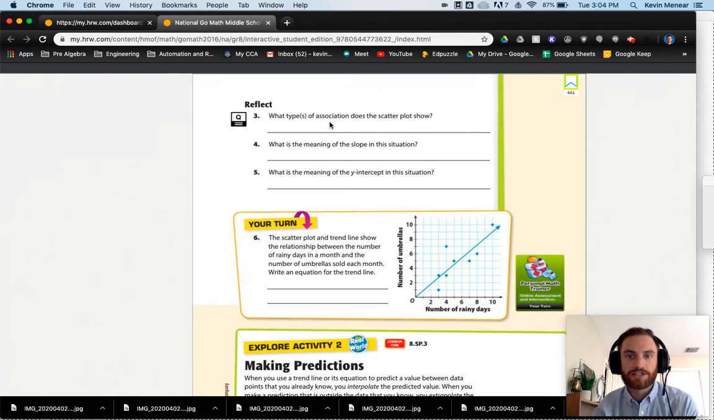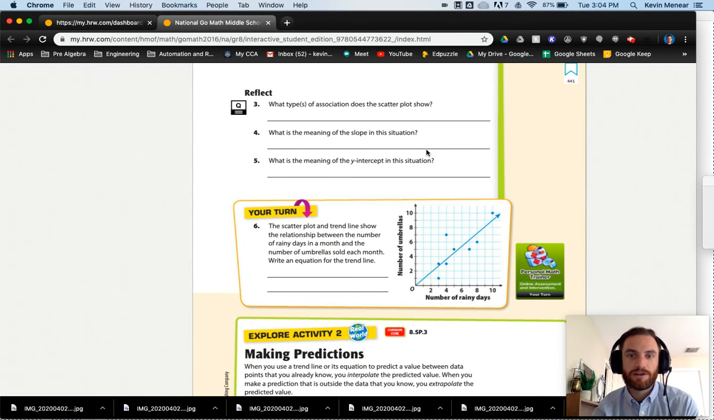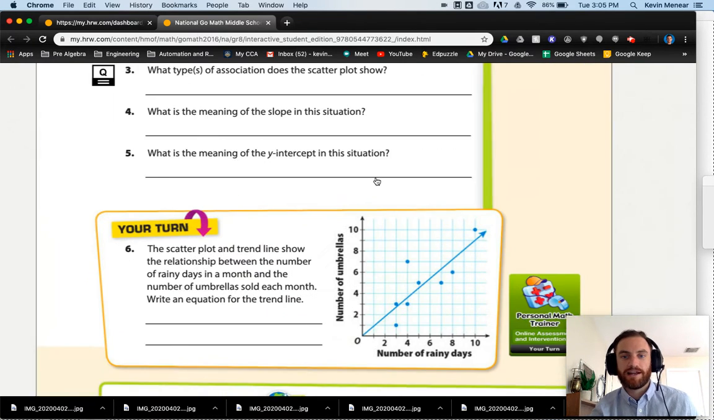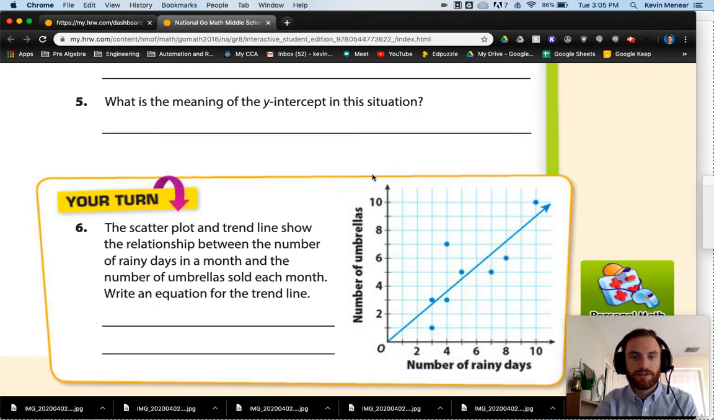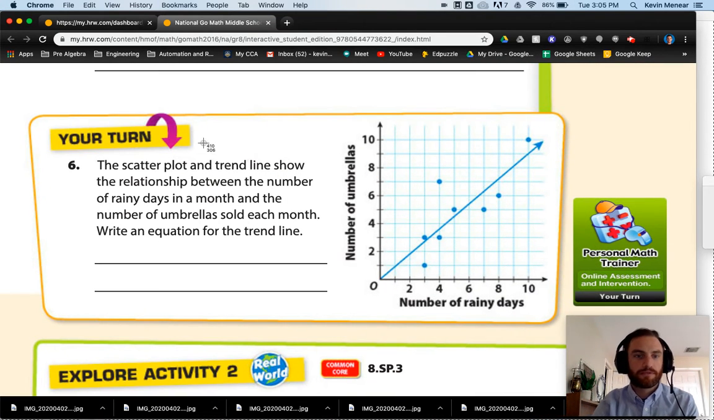What type of association? Clearly positive. What's the meaning of the slope? It's 10 pages per chapter. What's the meaning of the y-intercept? We already talked about that. The y-intercept meant that if you read 0 chapters, there were 0 pages. Okay, so let's now move on to this example. Your turn.